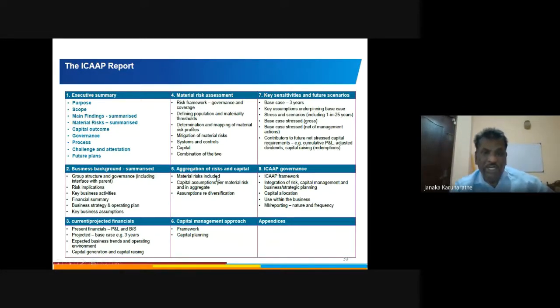Once you do it, you have to aggregate risk and capital. The market risk, and material risks included. So you have to include all material risks. What are the important risks? Okay. Capital assumptions per material risk and in aggregate. So for each risk, how much capital you need on top of the regulatory capital, and in total, and about diversification if needed. So many things, I mean, just a few things highlighted.